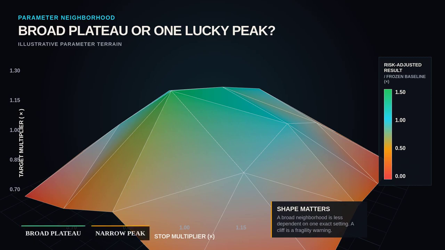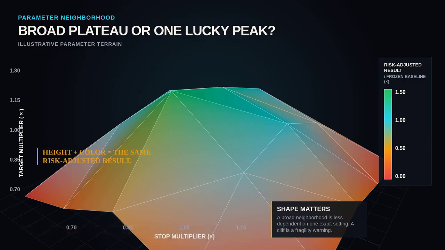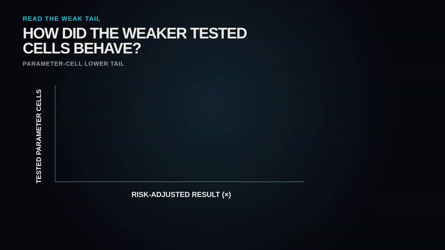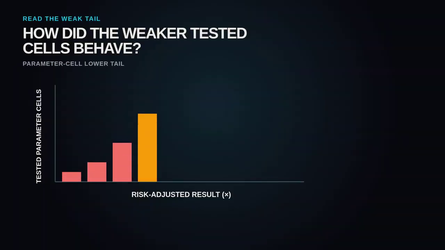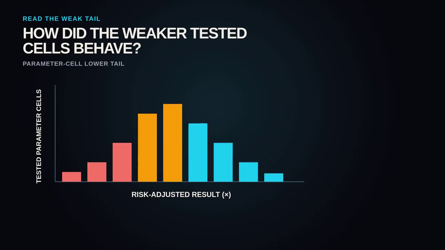A broad plateau means many neighbors remain reasonably similar, even if the center is not the highest point. A narrow spike says the attractive result depends on precision. A cliff shows the direction where one small change causes a large deterioration. The three-dimensional view makes that shape easier to inspect. Height and color encode the same risk-adjusted result, while perspective reveals ridges and sudden drops.